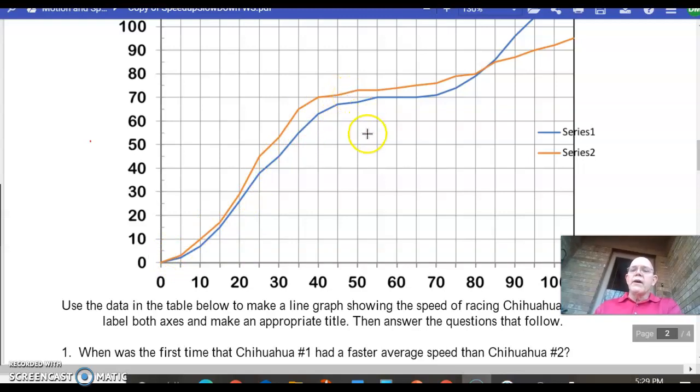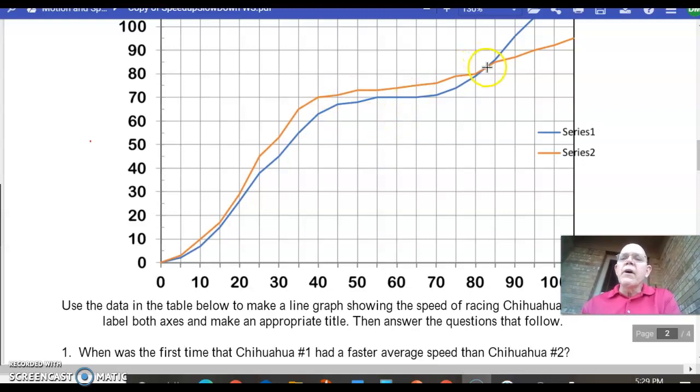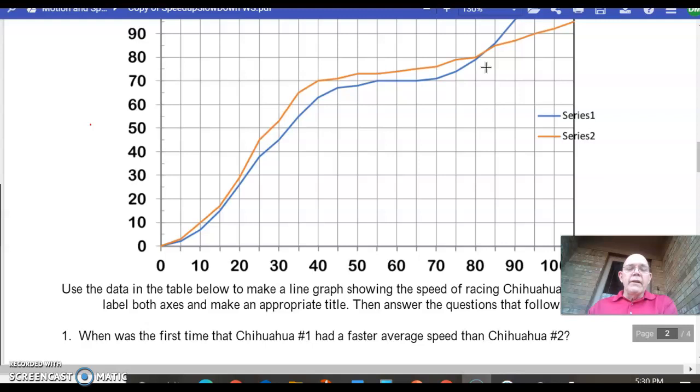So when is the first time that Chihuahua 1 is in first place? And the correct answer would be somewhere right in there. Okay, and so if we look at that, you can say that that would be at about, if this is 80, this is 80, 90, that's 85 right there. So it's a little bit before there. I would say about 82, 83, somewhere in there. That's about it.